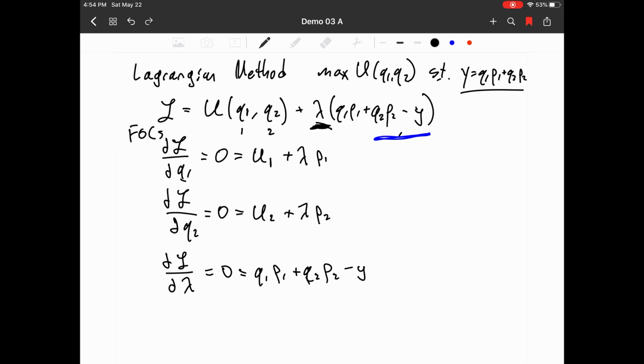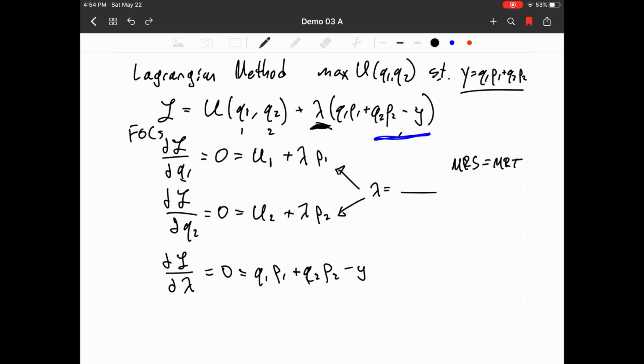Okay, so this is the whole setup. And there are a couple tricks. You can solve both of these in terms of lambda is equal to something and set them equal to each other. And that's going to give you a nice relationship between the marginal utilities. And this is actually going to look a lot like MRS, marginal rate of substitution, equaling the marginal rate of transformation.